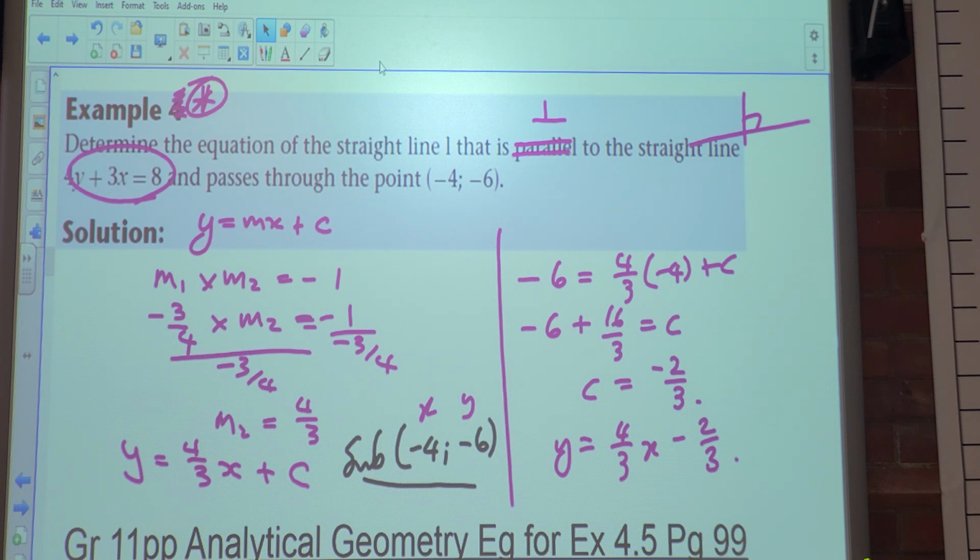Any confusion? So with that you should be able to do exercise 4.5.